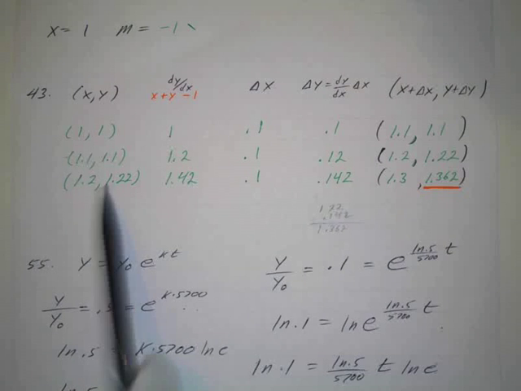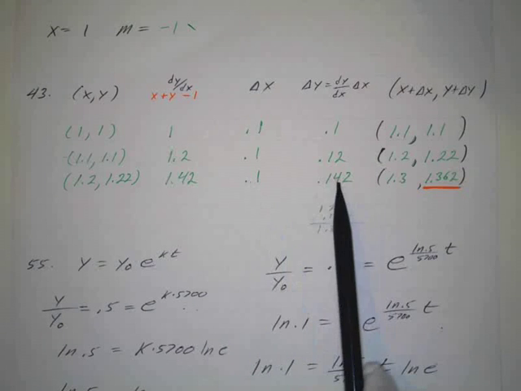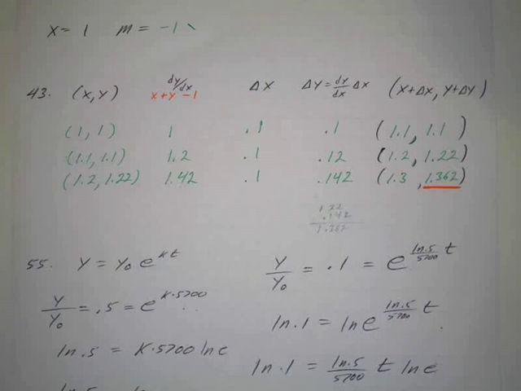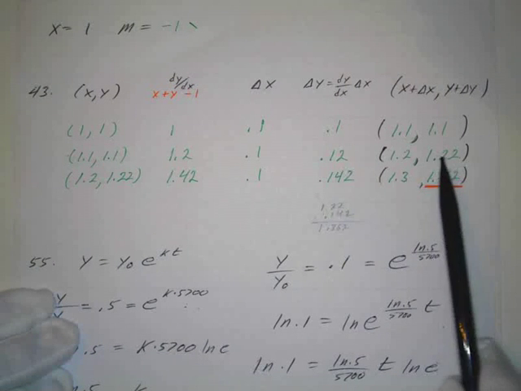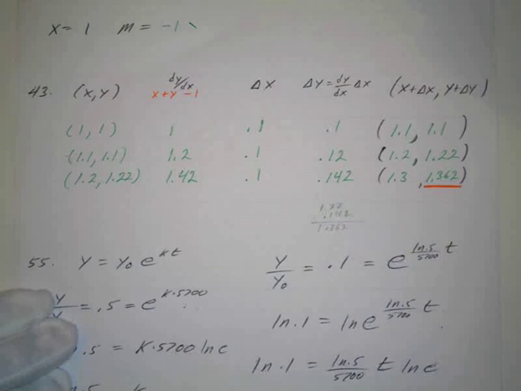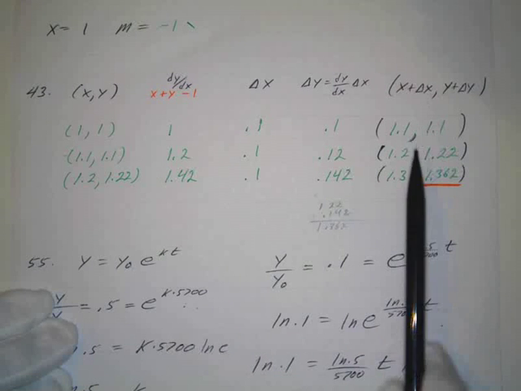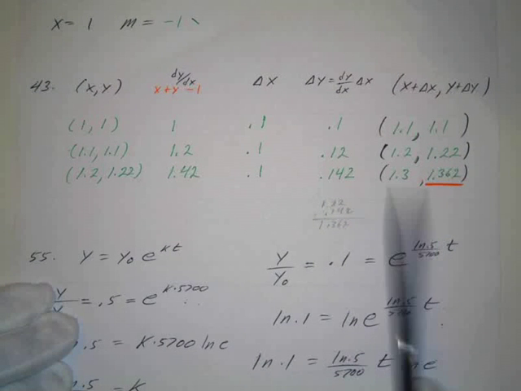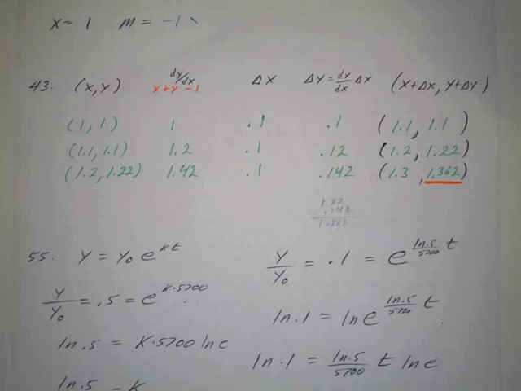X plus y, if I add these up, I get 2.42, and if I subtract 1, I get 1.42. Multiply that by 0.1, I get 0.142. Add that to the y plus delta y. So I'll take my y, which is over here, 1.22, and I'll add that 0.142, and you get 1.362, and if I add the 0.1 to the x, I get 1.3. And that's where we want to go. We want to get an approximation for that, 1.3, and it ends up being 1.362.